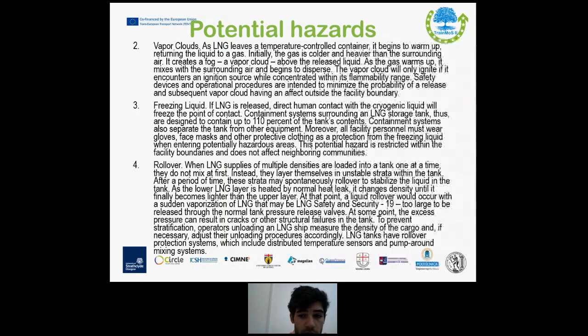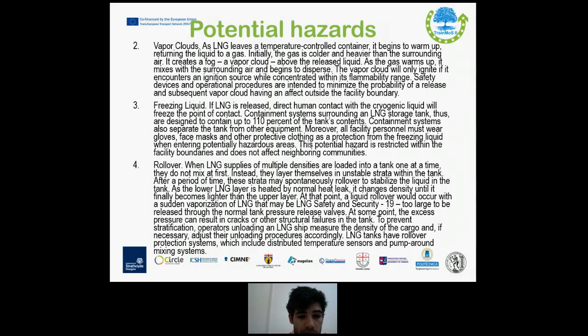The vapor cloud will only ignite if it encounters an ignition source while concentrated within its flammability range. Safety devices and operational procedures are intended to minimize the probability of a release and subsequent vapor cloud having an effect outside the facility boundary.